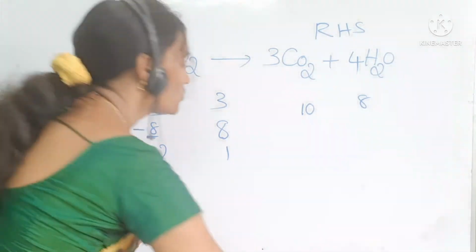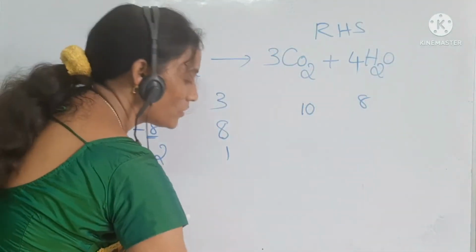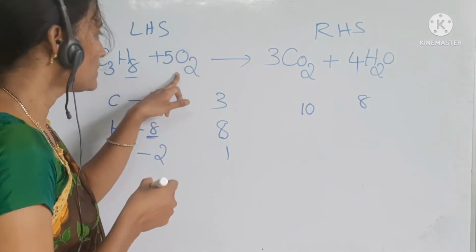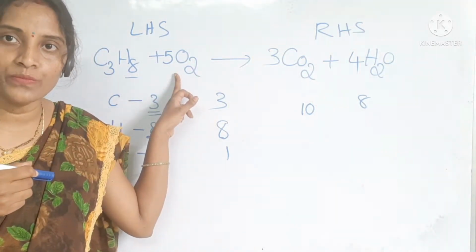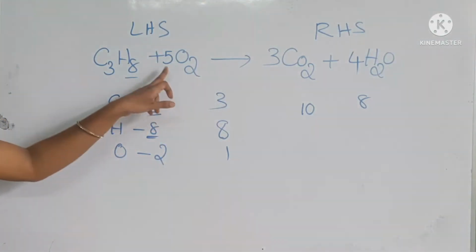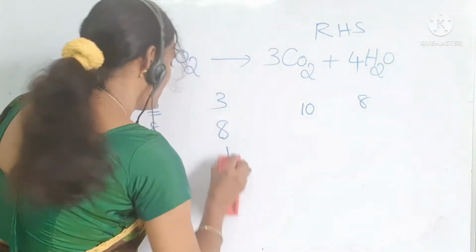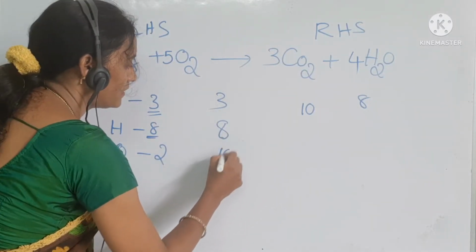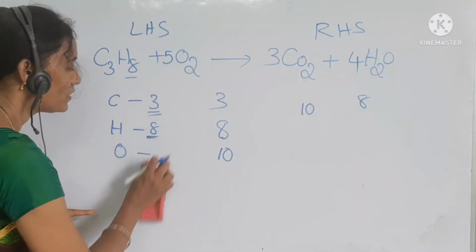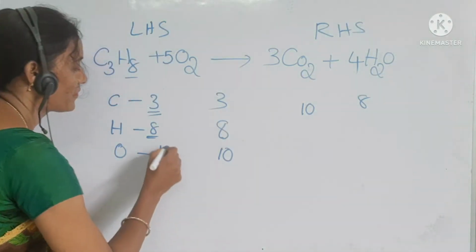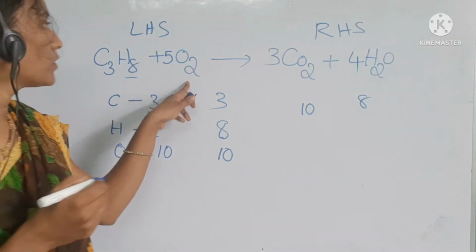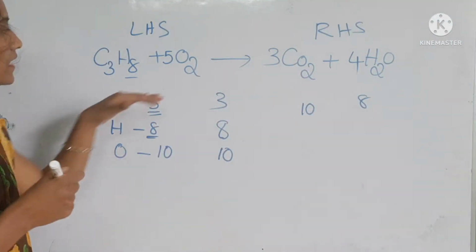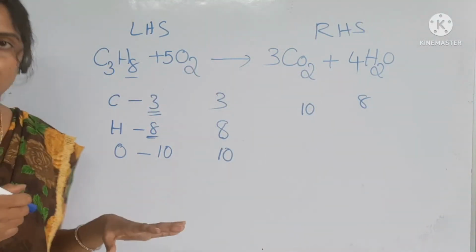So to balance this oxygen number, you should add coefficient 5 to the oxygen molecule present in the reactant side. So that now this one is also balanced from the product side, and reactant side also it will be balanced. See, 5 2s are 10, okay, 3 2s are 6 plus 4, 10. So now it is a completely balanced equation.